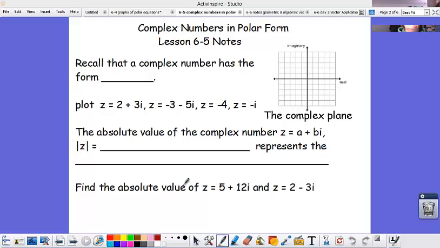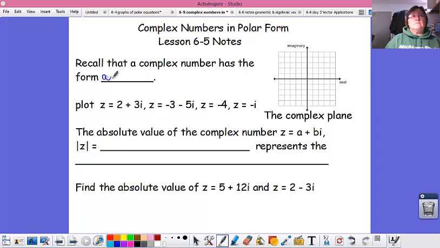Hi. Today we're going to continue our talk about numbers in polar form, only this time we're going to take a look at complex numbers in polar form. And you will remember that a complex number has this format: some real number part plus an imaginary part, so a plus bi. Complex numbers can be graphed in the complex plane, which is defined as having the horizontal axis as the real number part and the vertical axis as the imaginary part.